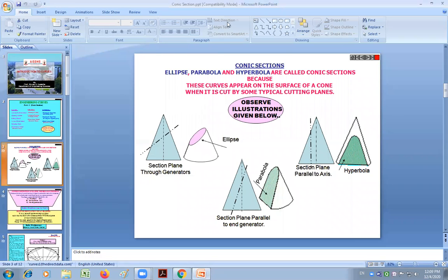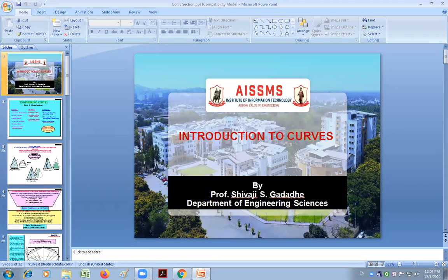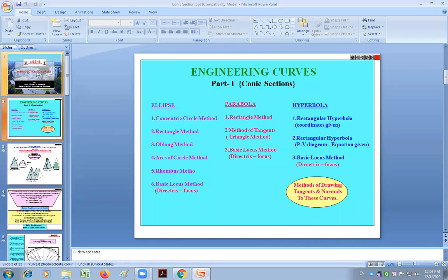Today we'll discuss engineering curves. Different engineering curves are there, like ellipse, parabola, hyperbola, involute, and cycloid. In that, the three basic curves are ellipse, parabola, and hyperbola. Different methods are there to draw these curves. Among them, two are common and included in the syllabus: the directrix focus method and the rectangle method.